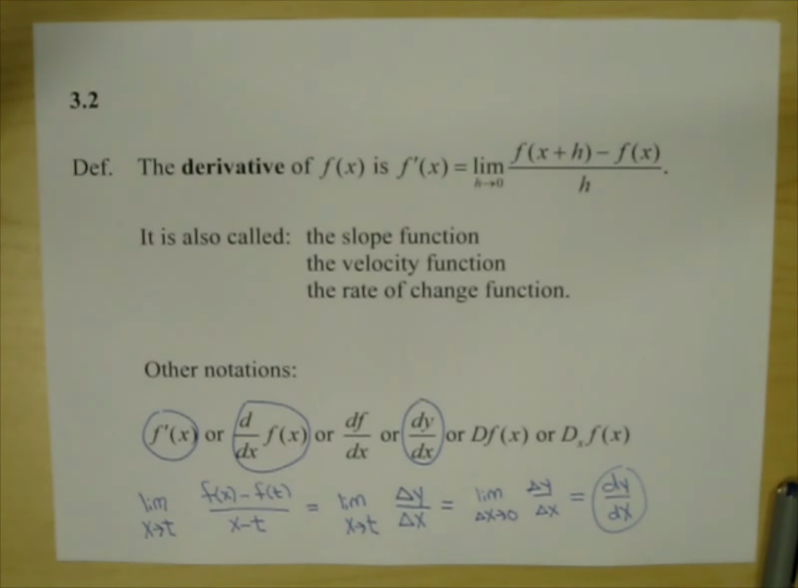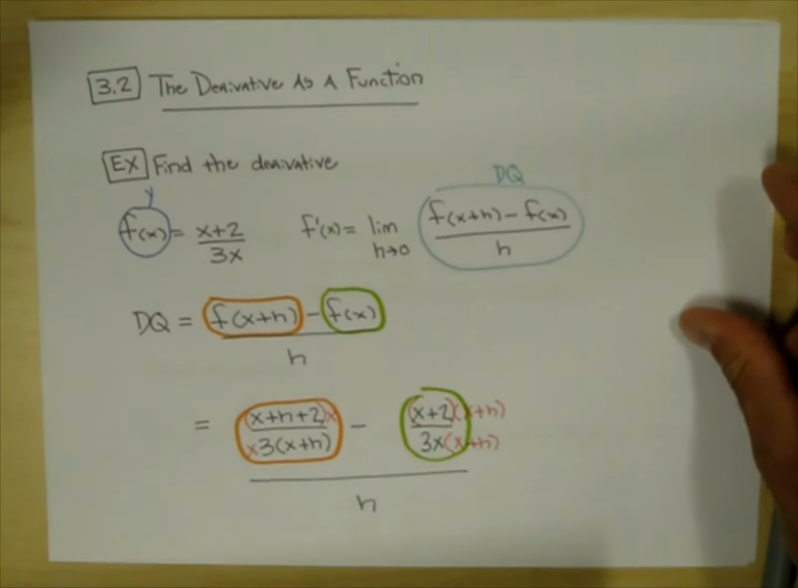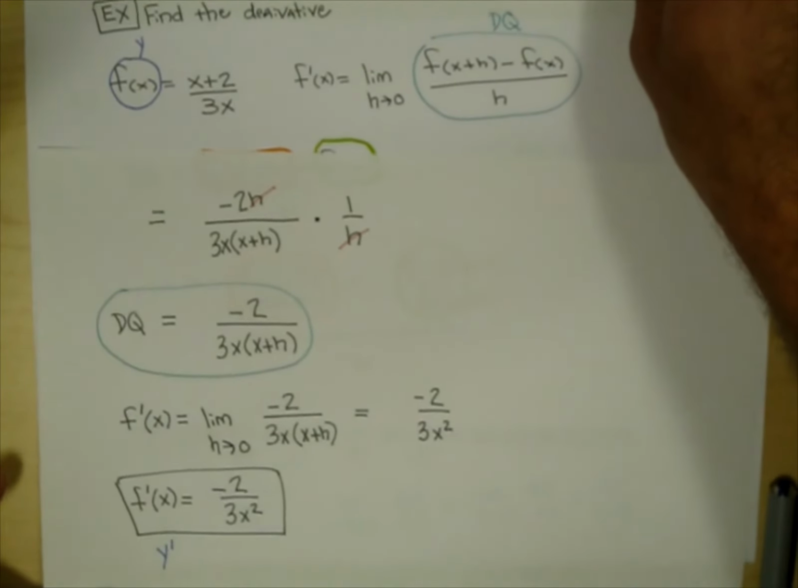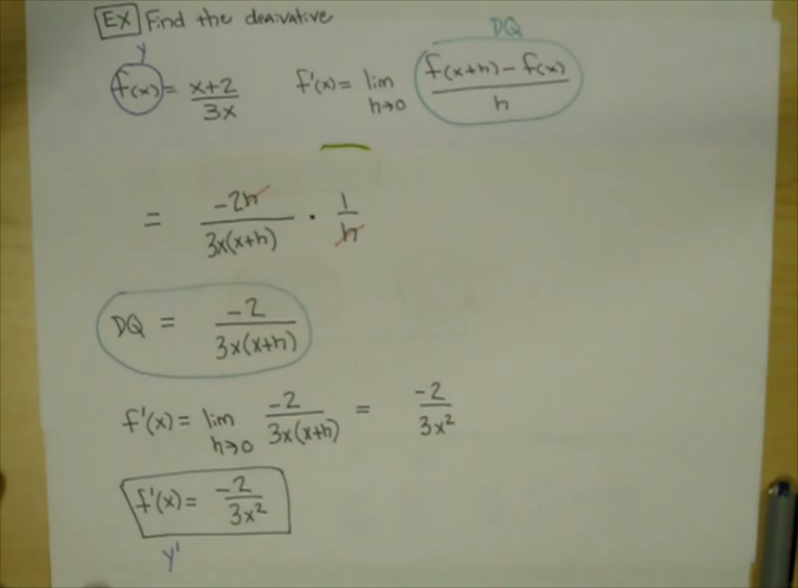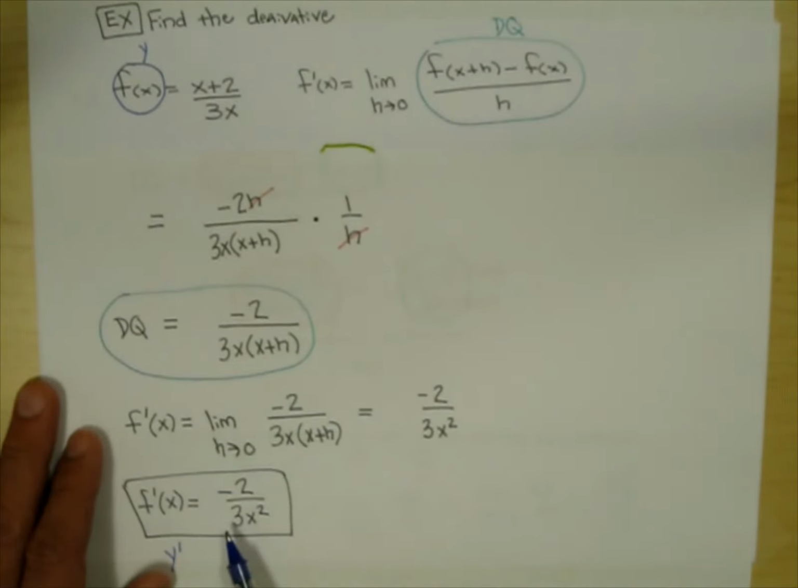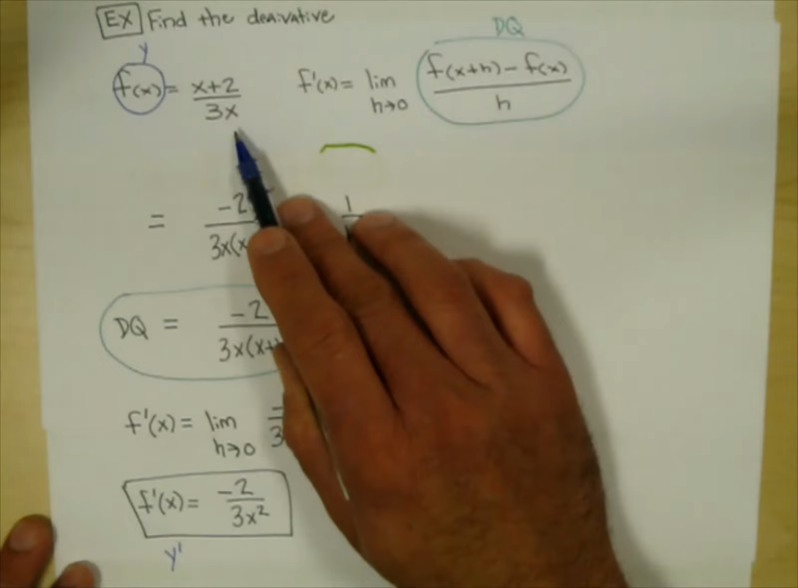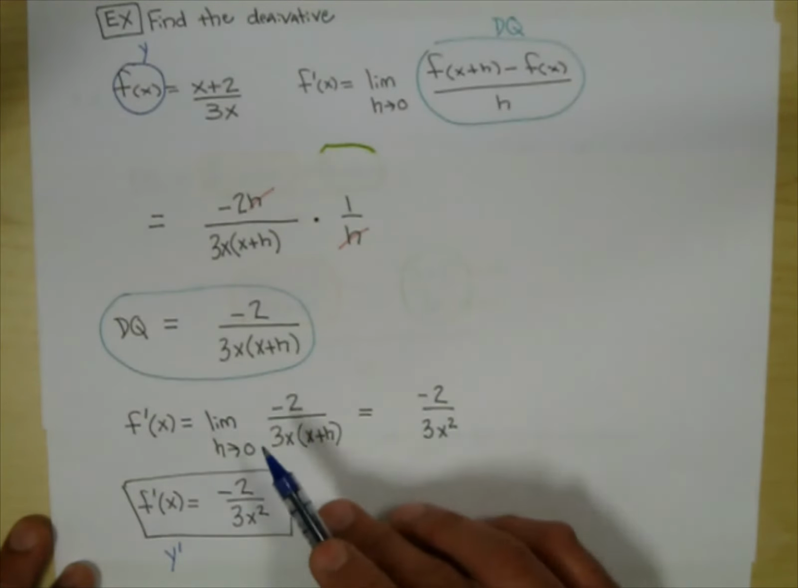Okay, let's go back to our other problem. So we had a function right here, f of x, and we found its derivative. We mentioned that the derivative is really the instantaneous velocity, but it's also the slope function. And this will be the first time I'm going to show you this. I don't want you to be overwhelmed by this, but I'm going to do it anyway.